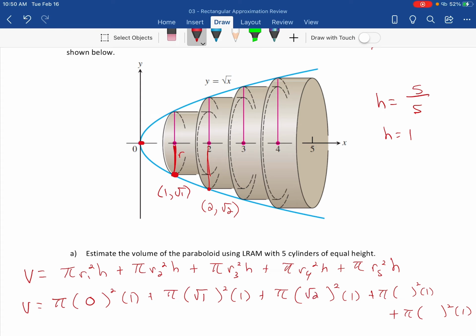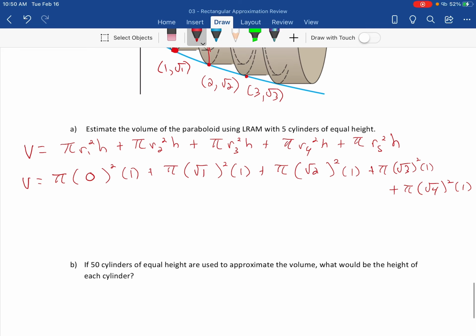I don't know how many of these you want to do. It's the same every single time. This next one is 3, sub it in to get root 3, and so the radius is root 3, and then finally root 4. And that would be awesome by itself. But look what happens here.